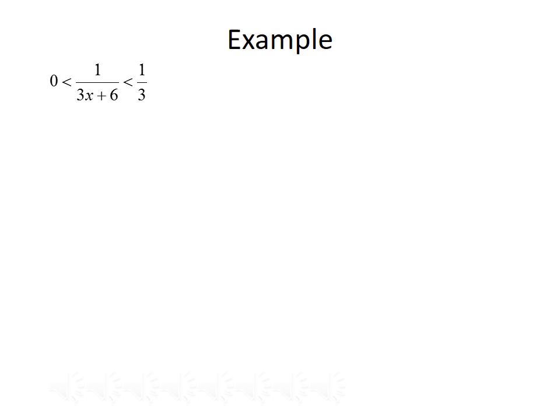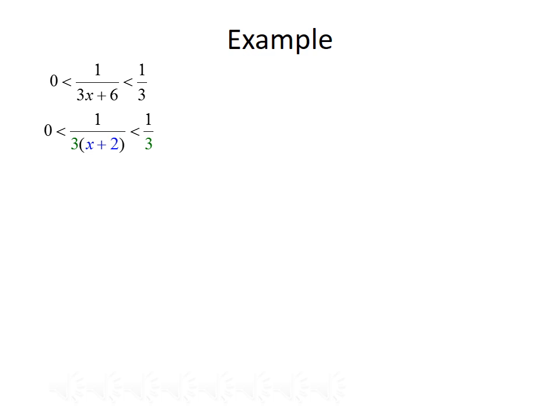And for our final example, we want to look at 0 is less than 1 over 3x plus 6 is less than 1 over 3. Sometimes it's not necessary to break up your combined inequality. You can actually solve it all at the same time, as long as you do the same thing to all three parts of it. So we want to first multiply through by the least common multiple of our denominators in order to get rid of the fractions.